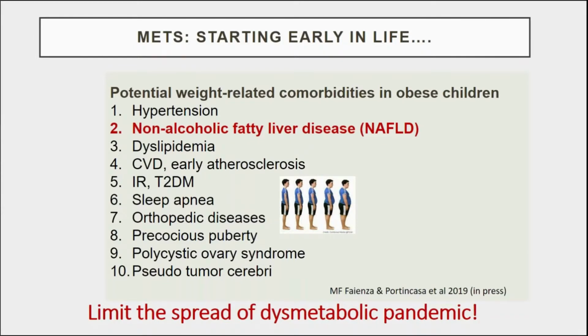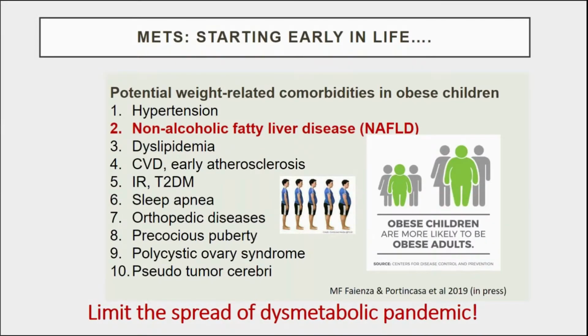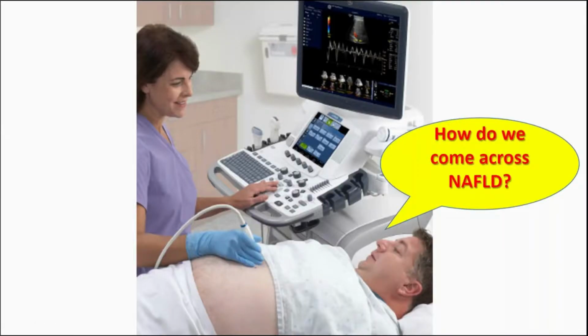Another worrisome trend is that metabolic syndrome and even NAFLD are becoming more and more frequent in children who are overweight, who are obese, and who will develop, even before becoming adults, all the stigmata of metabolic disorder. And we should stop this worrisome trend.